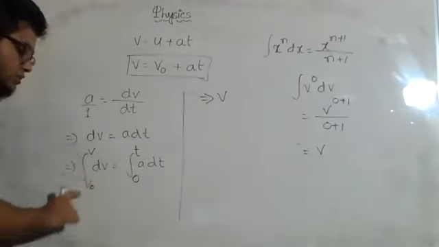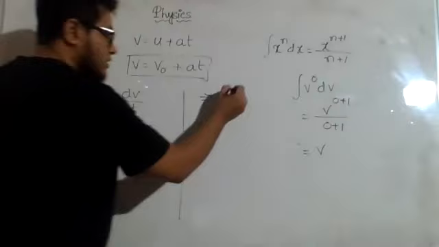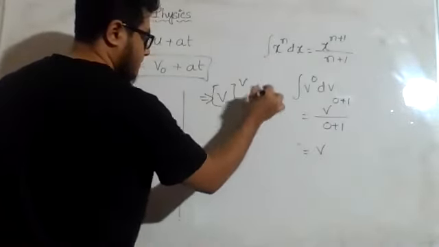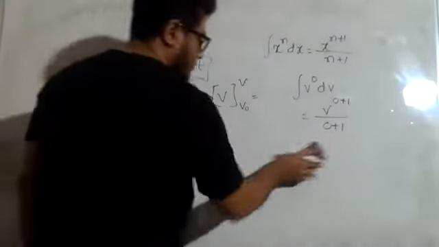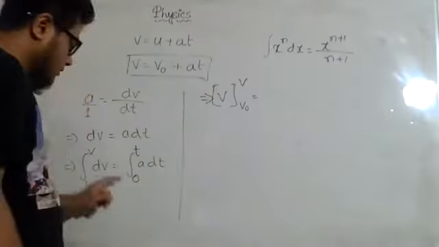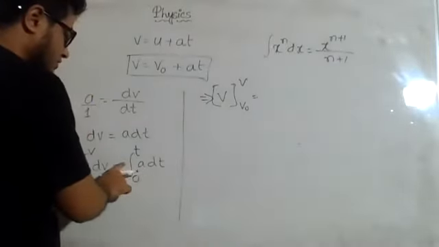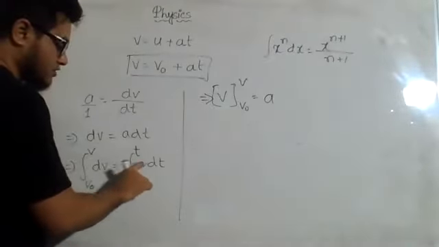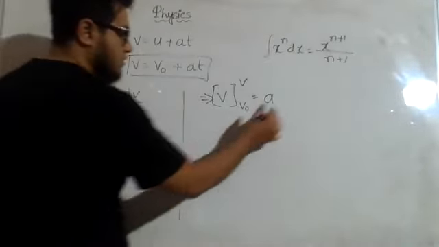And then what about this upper limit and lower limit? We will write it in this way. Then this one, acceleration, it will come out. And integration and differentiation balance each other, it will be t only.